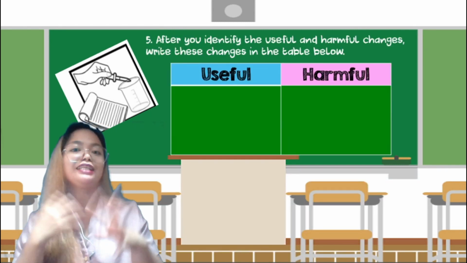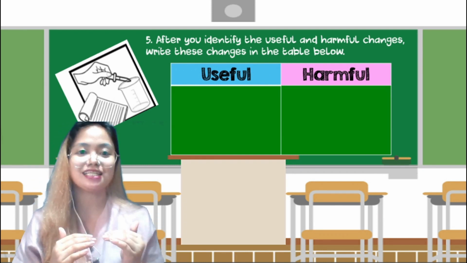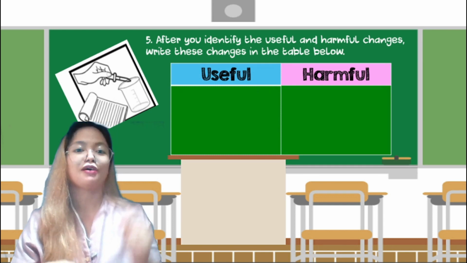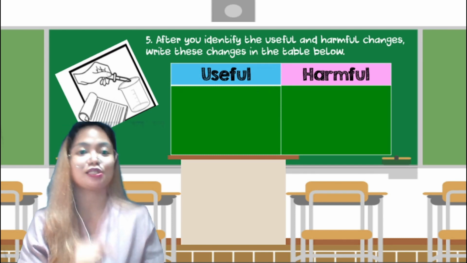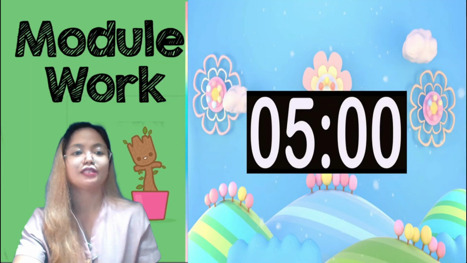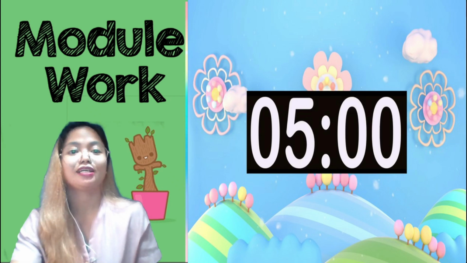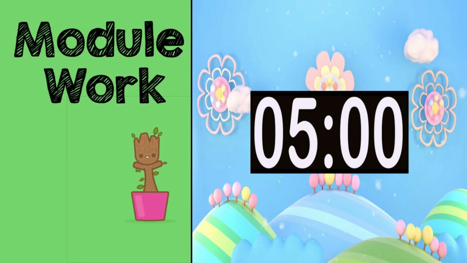And after you identify all those useful and harmful changes, write these in the table on your module, if it is useful or harmful. And after you answer that activity, please answer the guide questions. I will give you 5 minutes to answer from the first activity down to the guide questions. The timer starts now.